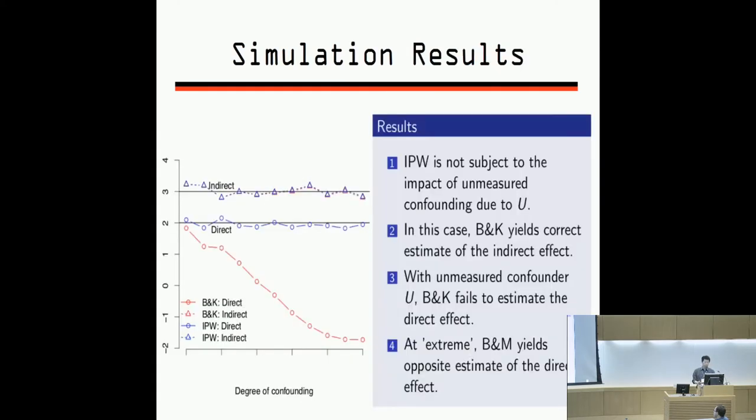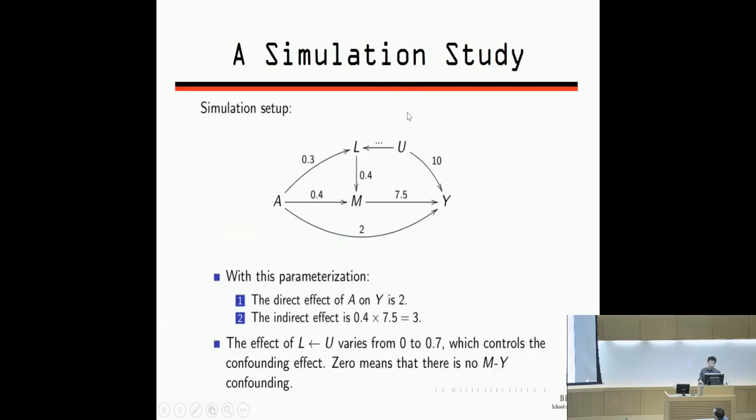All right, and here's the simulation result. So I use the inverse probability weighting to estimate the natural direct and indirect effect, which is shown by the blue triangles and blue circles, all right. And the x-axis is the degree of confounding. Remember, I control the strength of association between L and U.